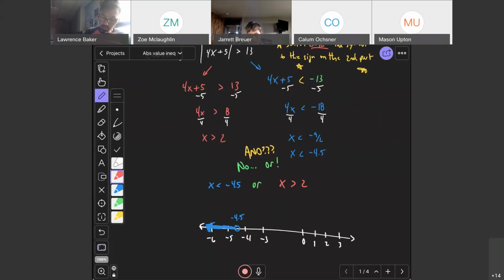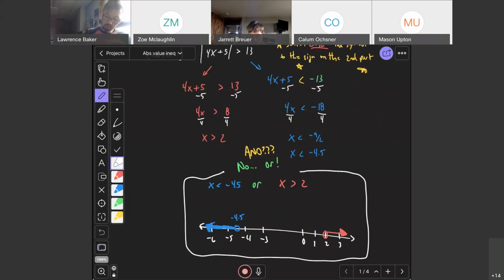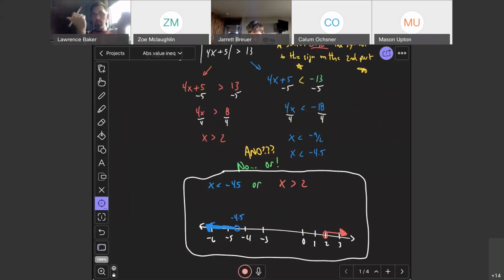And then x is greater than 2, so I'm going to put an open circle on 2, and then greater than means to the right. So we have our answer written, we have it graphed. We know that it makes sense because or problems should have the answers where they go out away from each other. If it was an and, then the arrows should point towards each other.